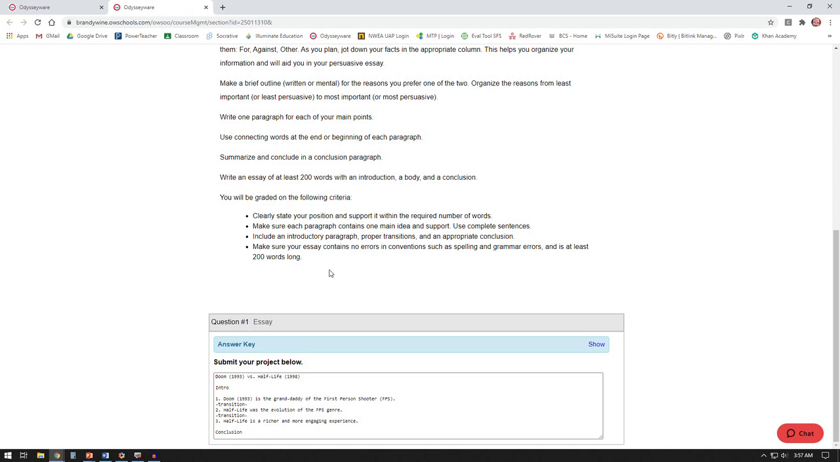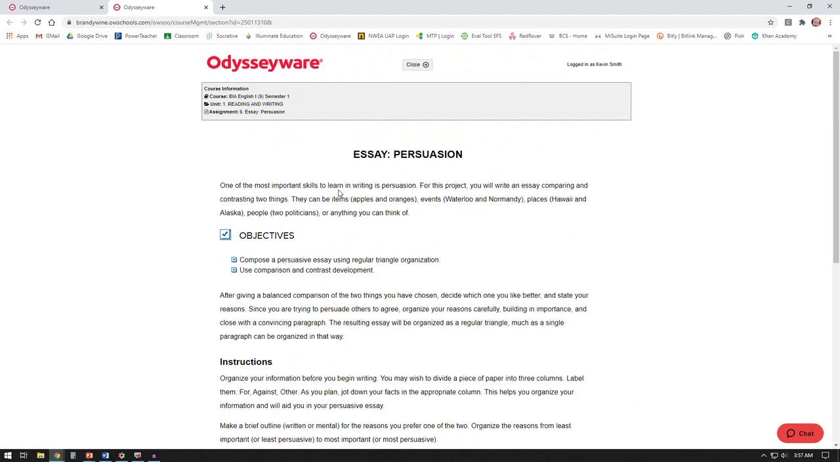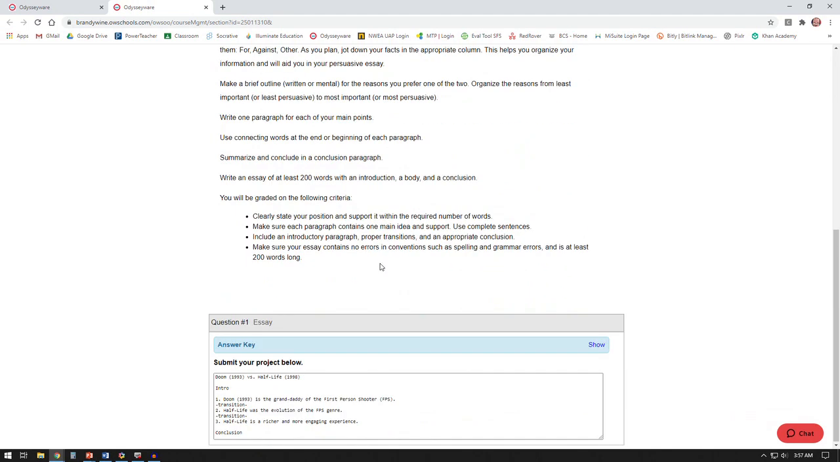All you're trying to do is to tell us which one you think is better. Okay? So the idea is persuasion. That's the overall goal. Convince us of what it is you believe. But it's what you believe.